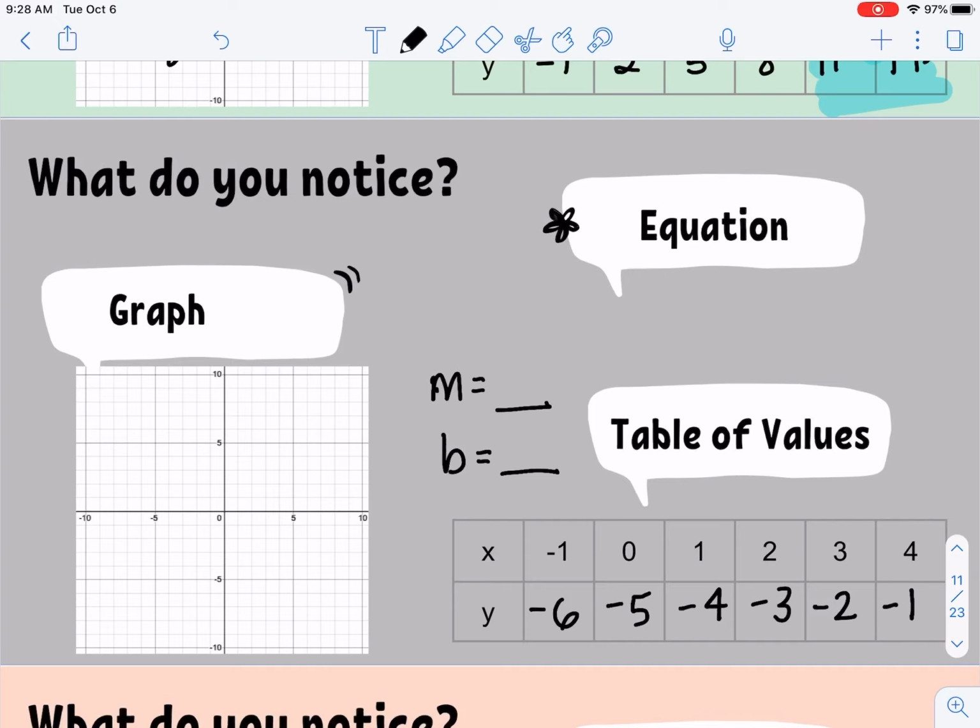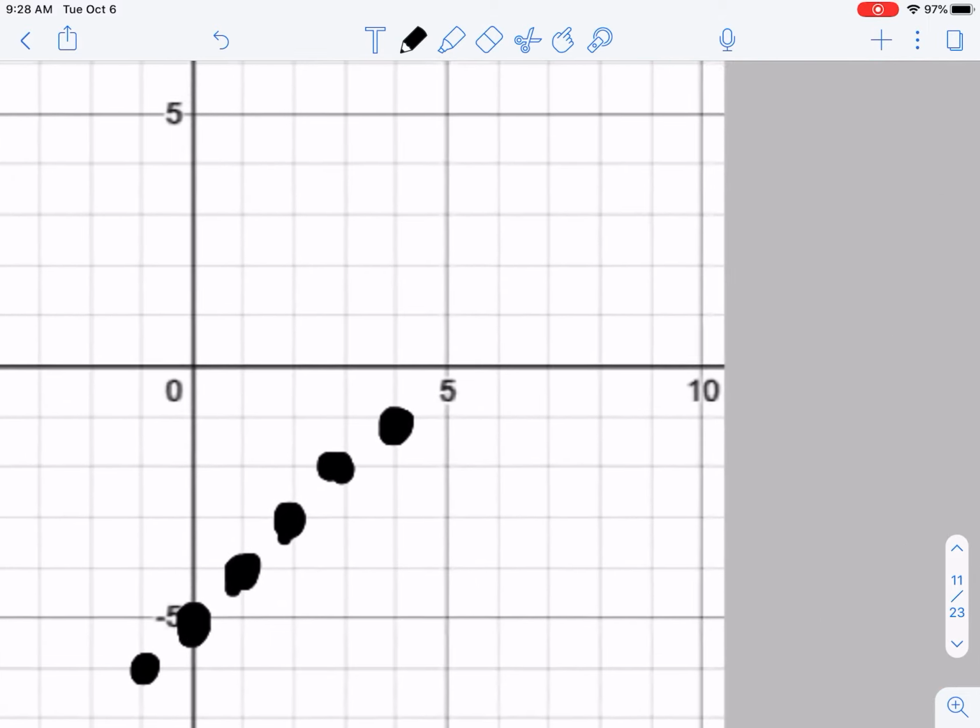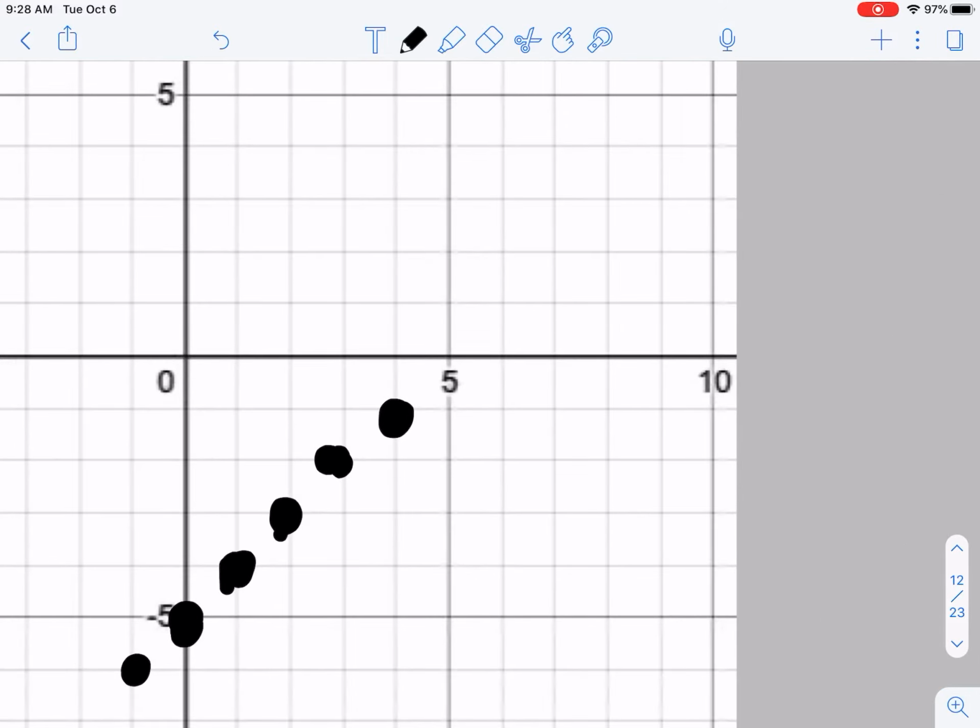So we have 0, negative 5, 1, negative 4, 2, negative 3, 3, negative 2, 4, negative 1, and we have negative 1, 6. Okay, so as I look at those, I go, oh, look, they all line up. And if I zoom in, maybe I'll draw a better line. Okay, there we go. Now, as we look at this, let's determine what our slope and y-intercept are. Now, you already made a prediction about what they should be, so let's see if your prediction was right.